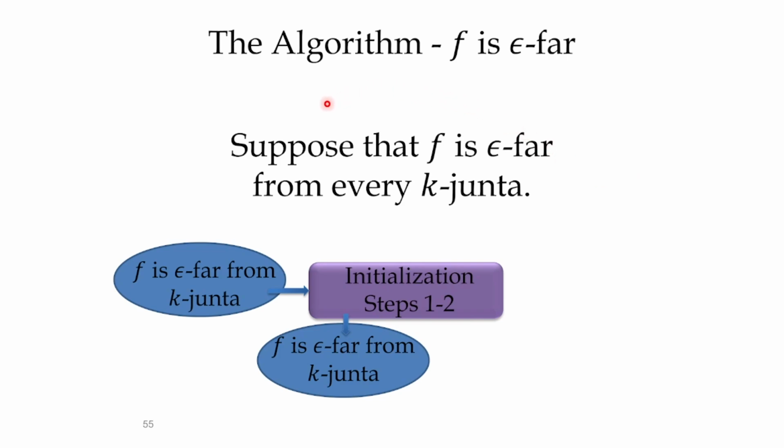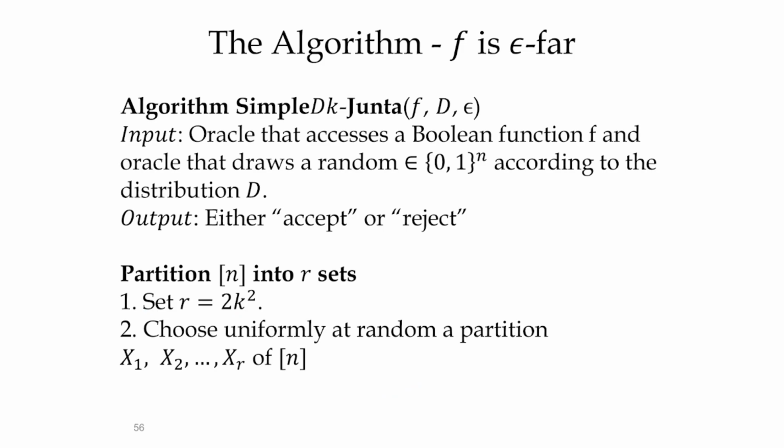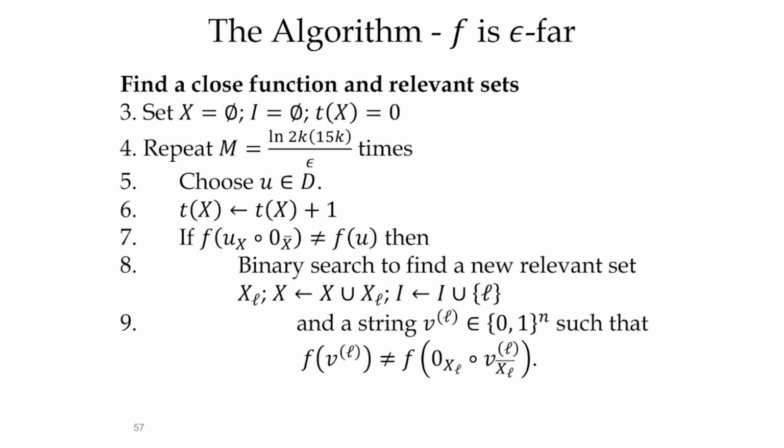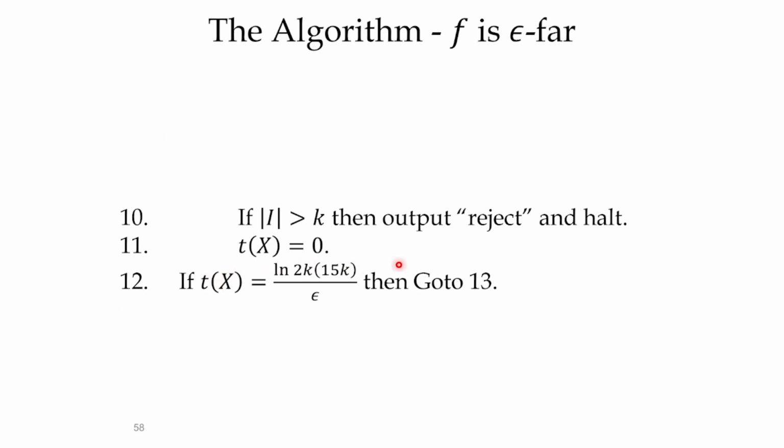Alright, now let's switch to the path where f is epsilon-far from every k-junta. In the first part, nothing changes. We create the partition and move to the next part. Here in the second part, we could get a reject as an output in line 10 over here. Then we can assume that this function f is half epsilon far from a k-junta because of lemma 10.